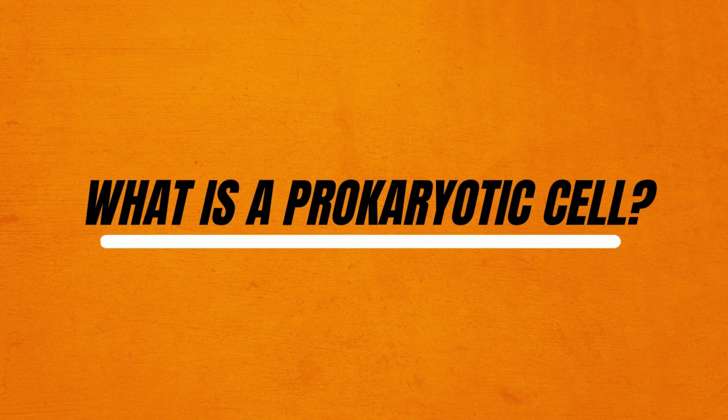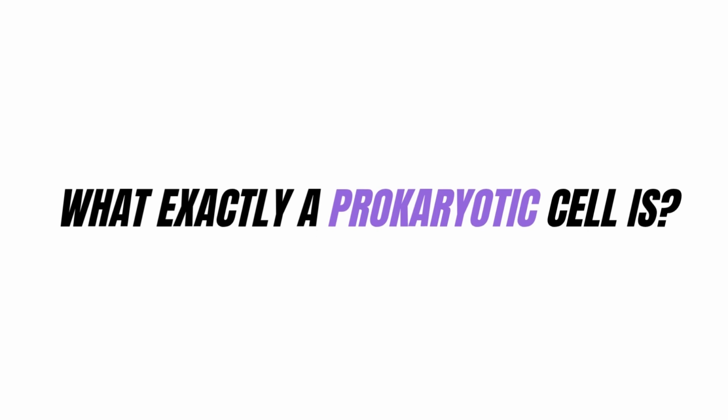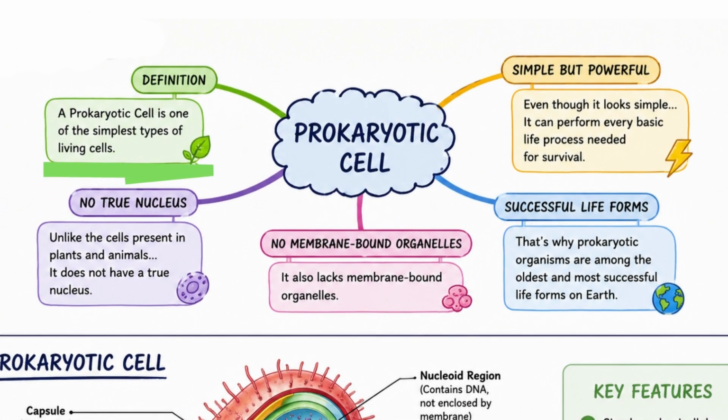Before understanding its parts, let's first understand what exactly a prokaryotic cell is. A prokaryotic cell is one of the simplest types of living cells. Unlike the cells present in plants and animals, it does not have a true nucleus. It also lacks membrane-bound organelles. Even though it looks simple, it can perform every basic life process needed for survival. That's why prokaryotic organisms are among the oldest and most successful life forms on Earth. Now let's understand how such a tiny cell is organized.